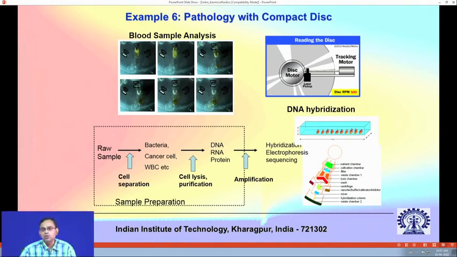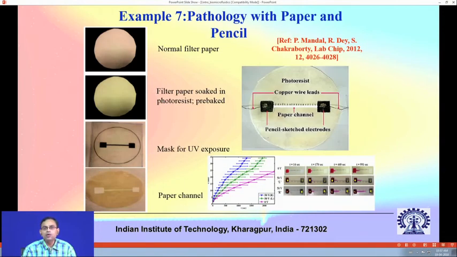The previous device that was there is called lab on a compact disc, or lab on a CD, where you essentially have a rotating disc on which you drop one drop of blood and it can do a large number of tests. You can do it also on a paper strip on which we sketch pencil sketched electrodes. It is a very unique device invented by our group called the paper and pencil device. I will talk more about this device later on.